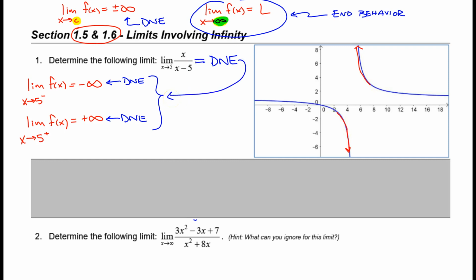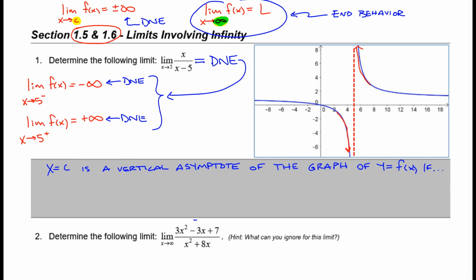And that leads me to an important idea that I want to capture down here in the gray box. The limit from the left and the right here goes off towards infinity, and visually we can see that in the graph. At x equals 5, we have a vertical asymptote, and that's the big idea here. X equals c is a vertical asymptote.